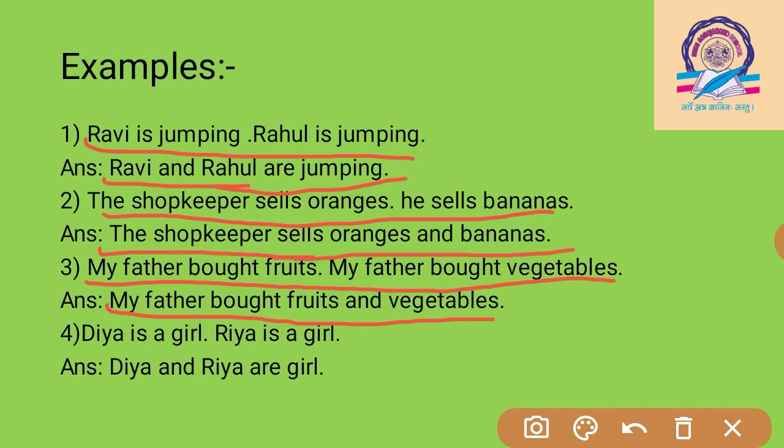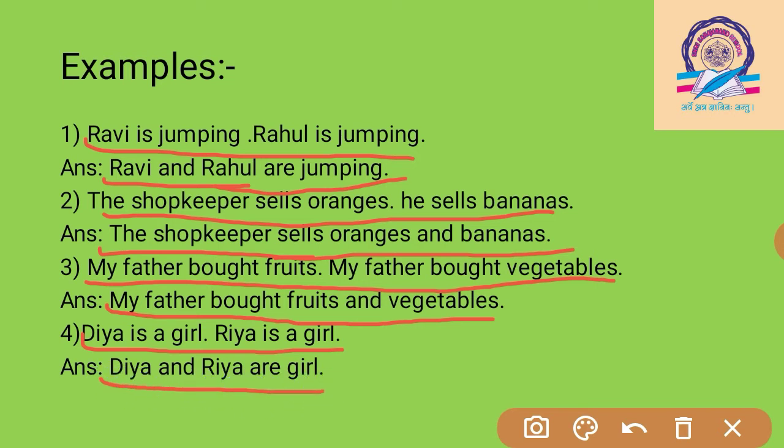Like for example, Dia is a girl, Ria is a girl. So here girl is given two times, so we write it only one time, and the different names are given here. So the different names we have to join by and. So Dia and Ria are girls.